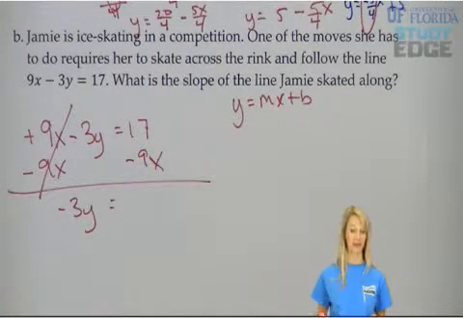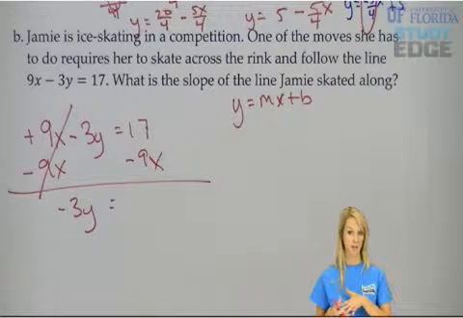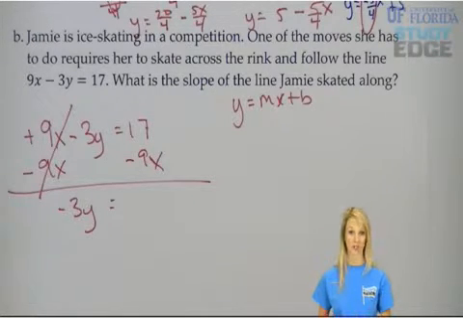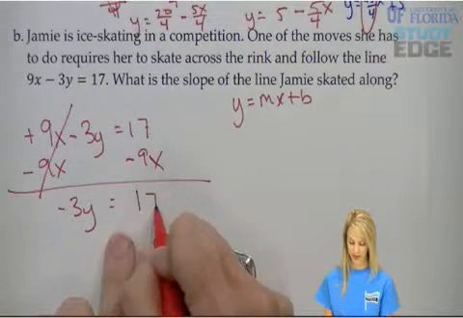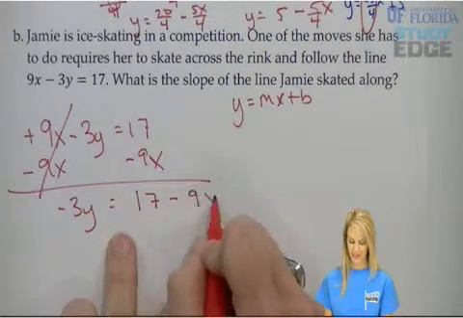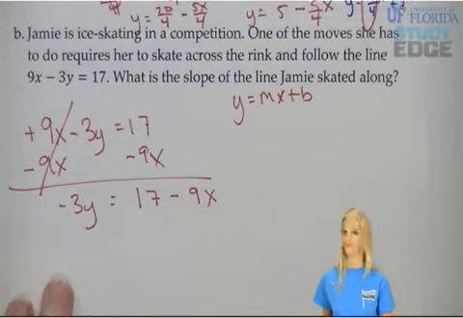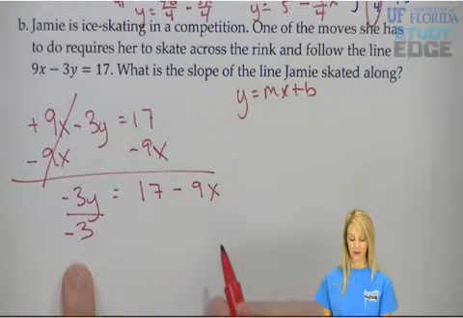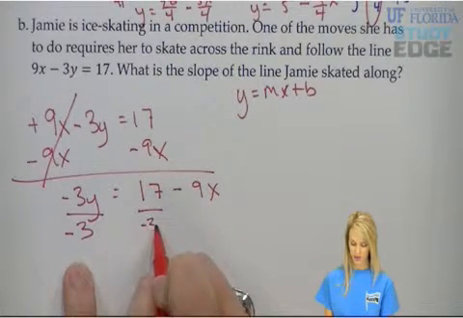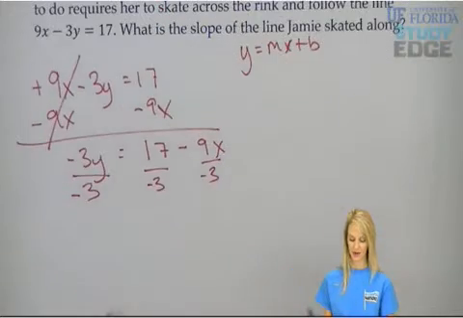Can 17 and negative 9x be combined? No, they're not like terms. Just like we saw in part A, you can't combine them unless they're like terms. So we need to write them separately. We have 17 minus 9x. Are we done? No, we still need to divide. We need to get rid of that negative 3. So we're going to divide by negative 3. So each term gets divided by negative 3.